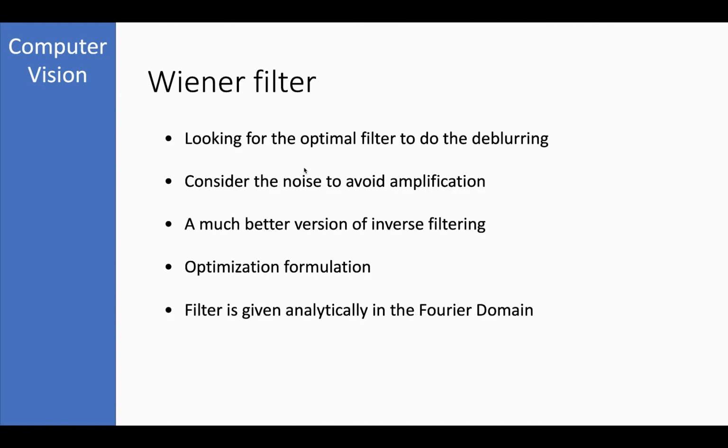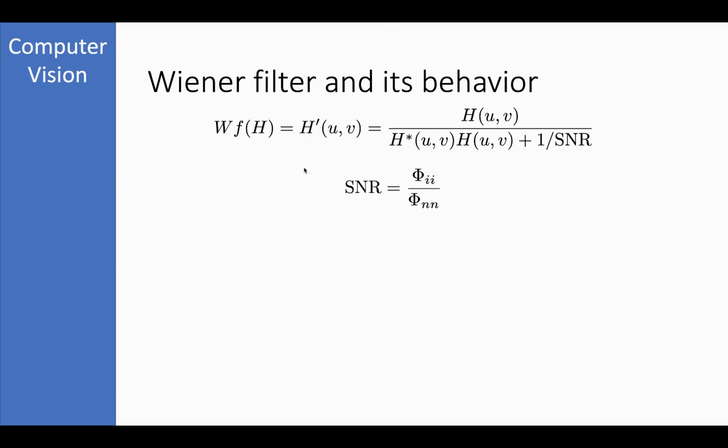Now, the optimal way of doing this is actually not inverse filtering, but using Wiener filtering. The idea is we consider the amount of noise amplification in areas where the filter response is low. So it's actually a much better version of the inverse filtering. And you can derive the entire thing through an optimization formulation, and we will not go into that now. And the nice thing is the filter is given analytically in the Fourier domain, just like the inverse filtering itself.